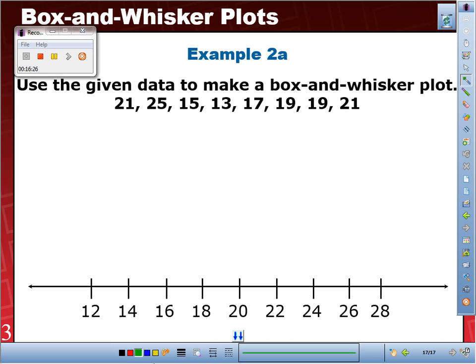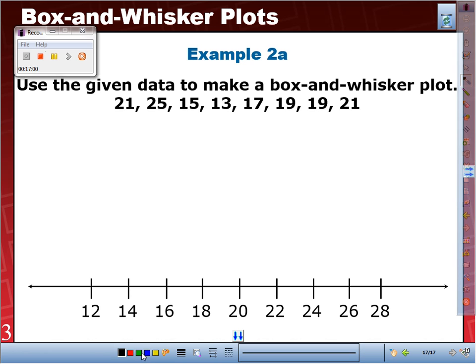Is it going to be a number line or a box? Okay, so here we go.